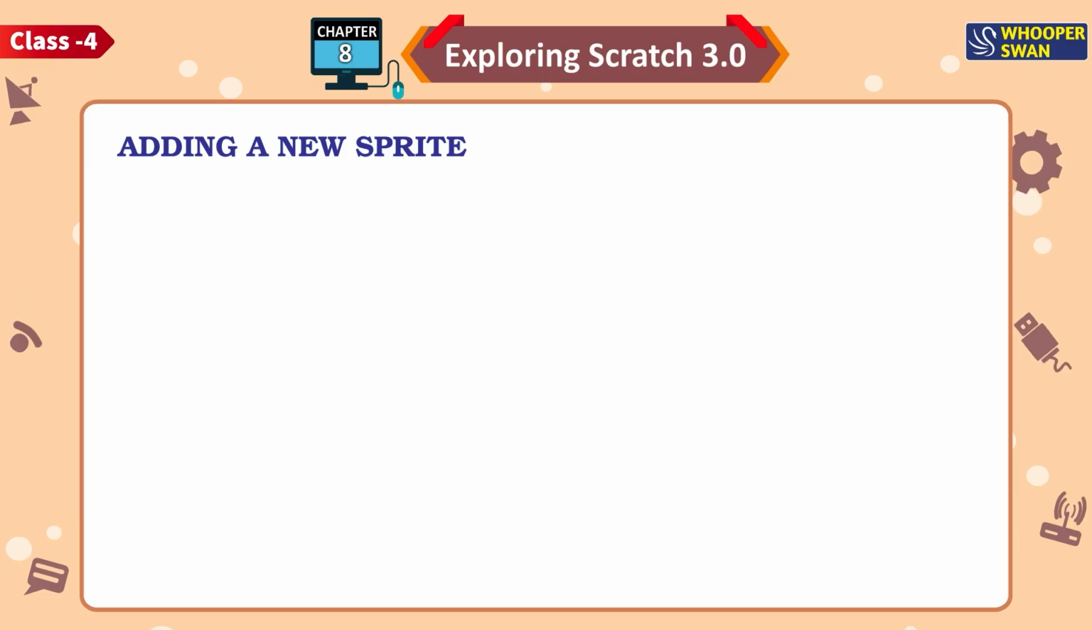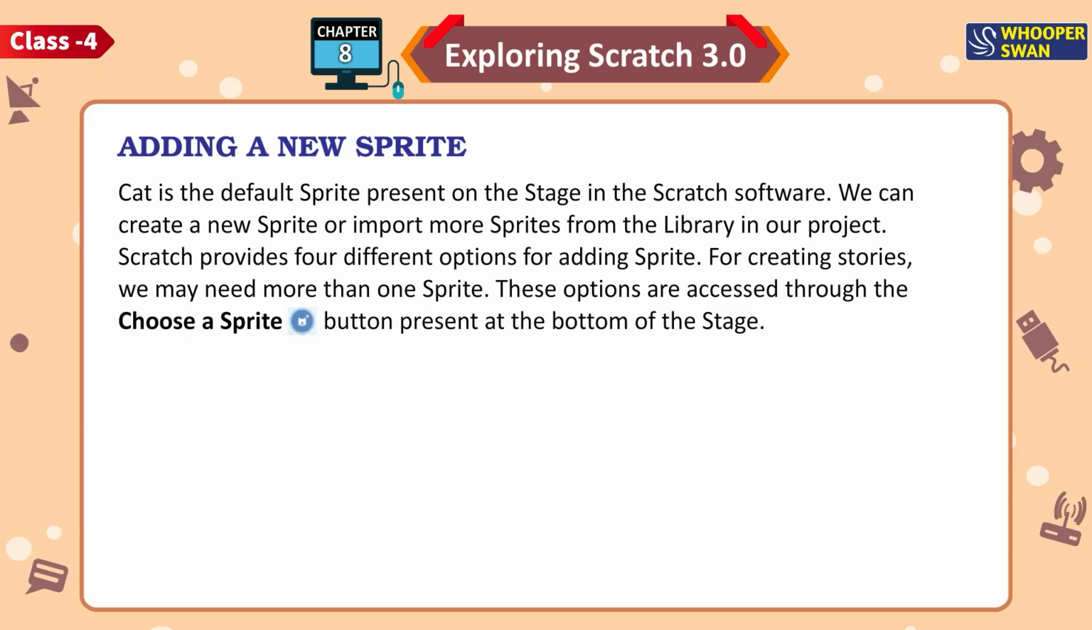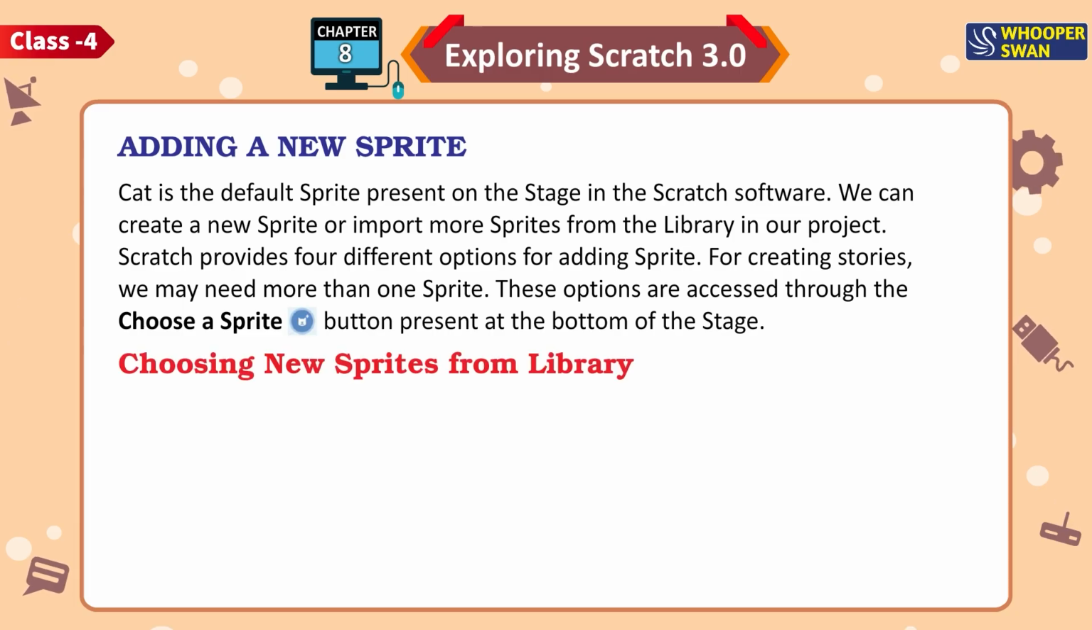Adding a new sprite. Cat is the default sprite present on the stage in the Scratch software. We can create a new sprite or import more sprites from the library in our project. Scratch provides 4 different options for adding sprite. For creating stories, we may need more than one sprite. These options are accessed through the Choose a Sprite button present at the bottom of the stage. Choosing new sprites from library.